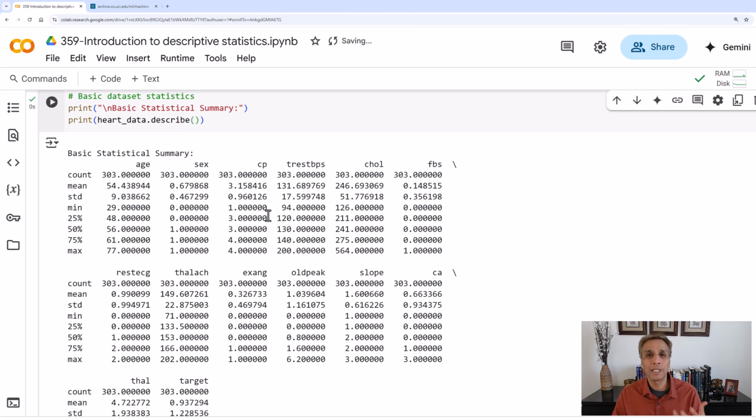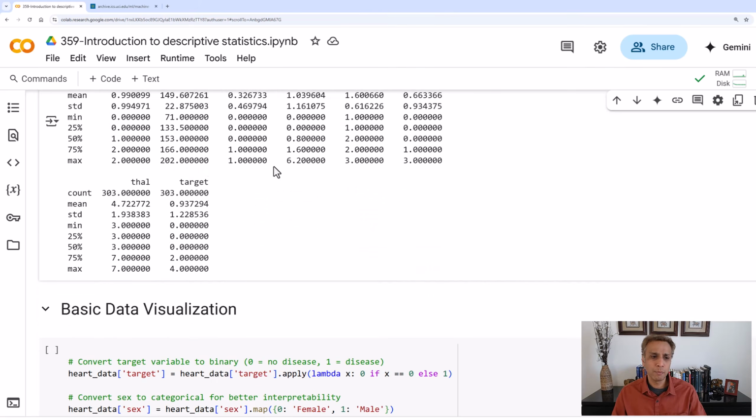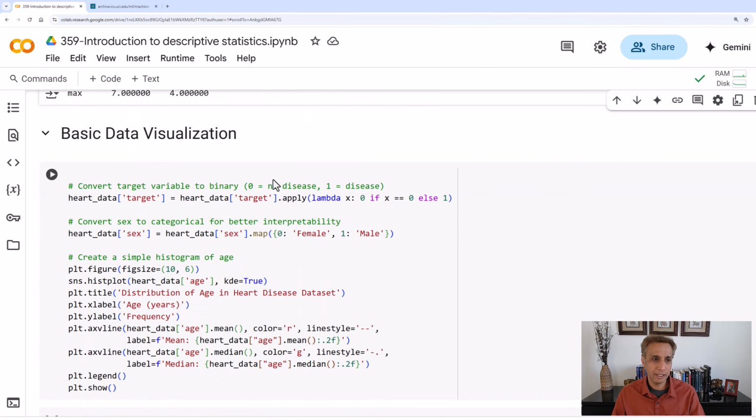So you have to know exactly what the implications are, or what a given attribute actually means, and whether a specific statistical value makes any sense for that specific attribute. Okay, with that, let's move on to the basic data visualization.